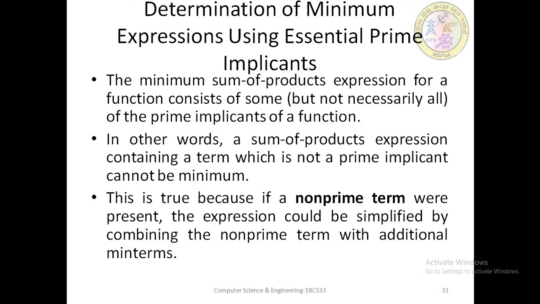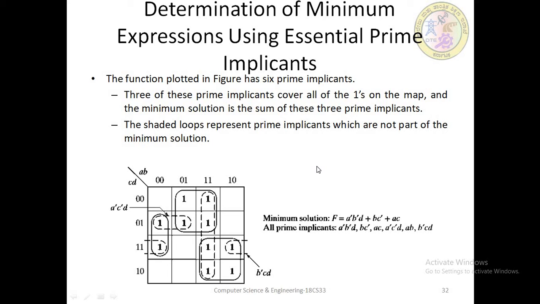Suppose a term is minimal, but there might also be a chance that it cannot be a prime implicant because it may share some of its combinations with other groups also. This is true because if non-prime terms were present, the expression could be simplified by combining the non-prime term with an additional minterm. We will try to understand it in the next slide.